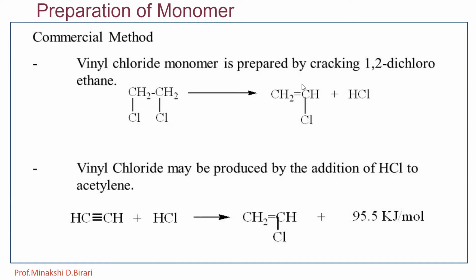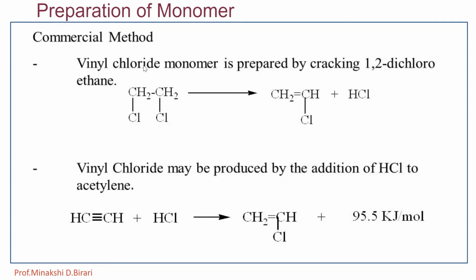Then there is the formation of vinyl chloride plus HCl. Then vinyl chloride may be produced by the addition of HCl to acetylene. So this one is acetylene plus HCl in the presence of a catalyst at 150 degrees Celsius. It forms vinyl chloride, and ethylene chloride undergoes the reaction at 500 degrees Celsius under pressure to give vinyl chloride. So the free radical addition polymerization of vinyl chloride gives polyvinyl chloride, that is PVC.